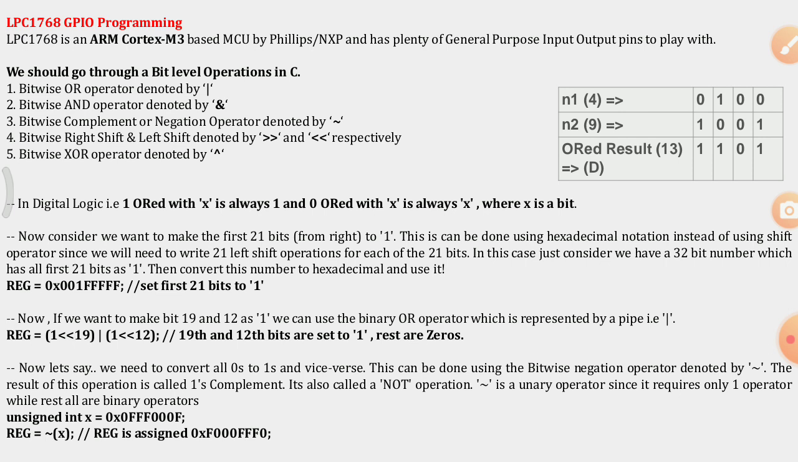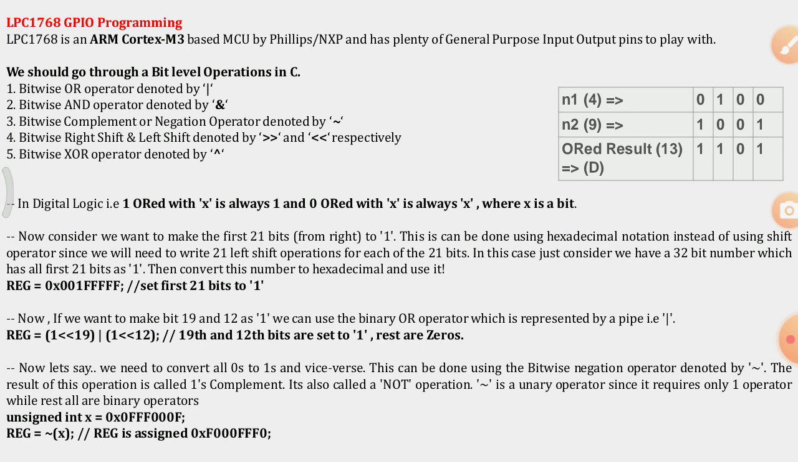There are 2 operations by which we can configure a pin to be high, a particular bit to be set: the OR and left shift operators. We will see some examples on this. For the OR operation, logic 1 ORed with any X bit is always 1, and logic 0 ORed with X bit is always X.